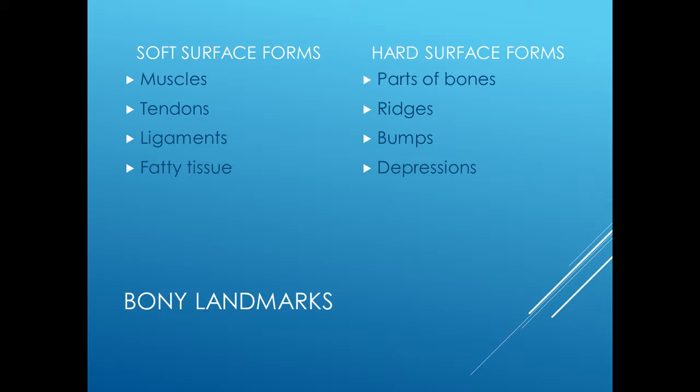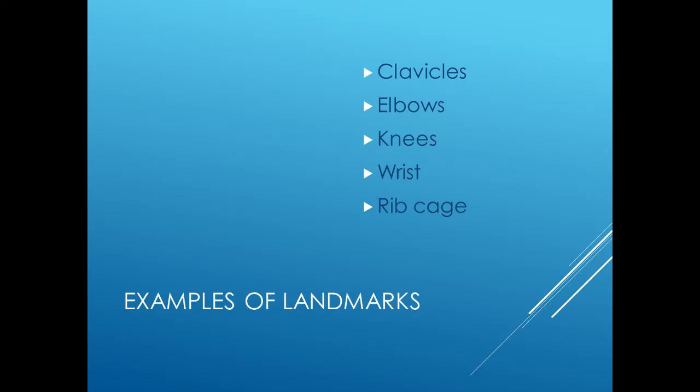And then also there are little depressions made in the skin when the bone sticks out. So look for these soft surface forms and the hard surface forms as an artist, and you should start improving your proportions pretty quickly. Here are a couple of examples of landmarks: clavicles, which I already talked about, elbows, knees, wrist, rib cage. These are all great landmarks to look for. You'll be able to come up with your own as well, because we have so many bones in our body that they can create many good landmarks for us to use.